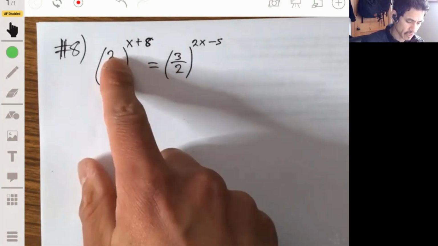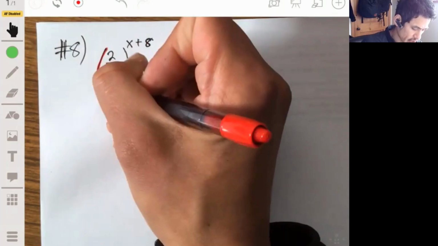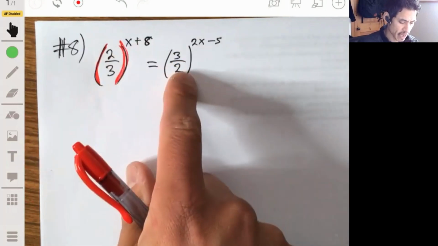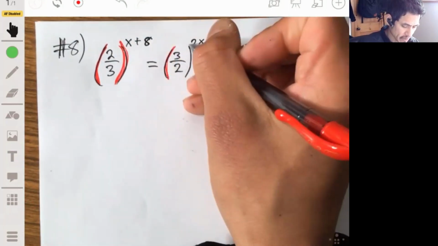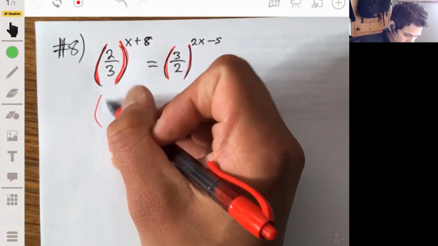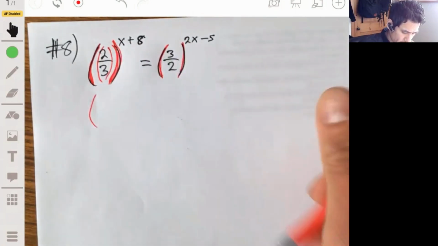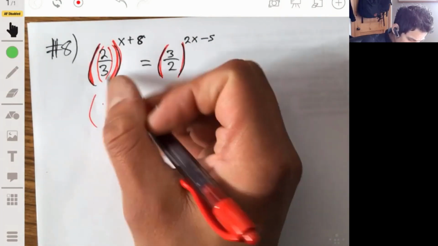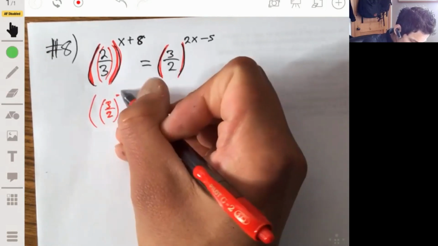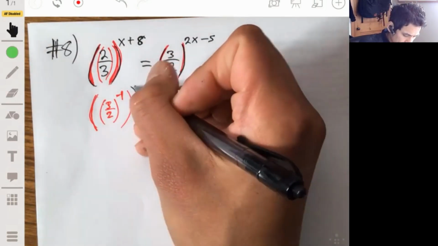Okay. This is kind of like one of those trickaroos. 2/3 or 3/2, you can switch one of the bases, one or the other, doesn't matter. 2/3 is the same as 3/2 to -1. Or you can say 3/2 is the same as 2/3 to -1. So I'm going to rewrite the left side, and we're really talking about this inside part here, as 3/2 to the -1, all to the x plus 8.